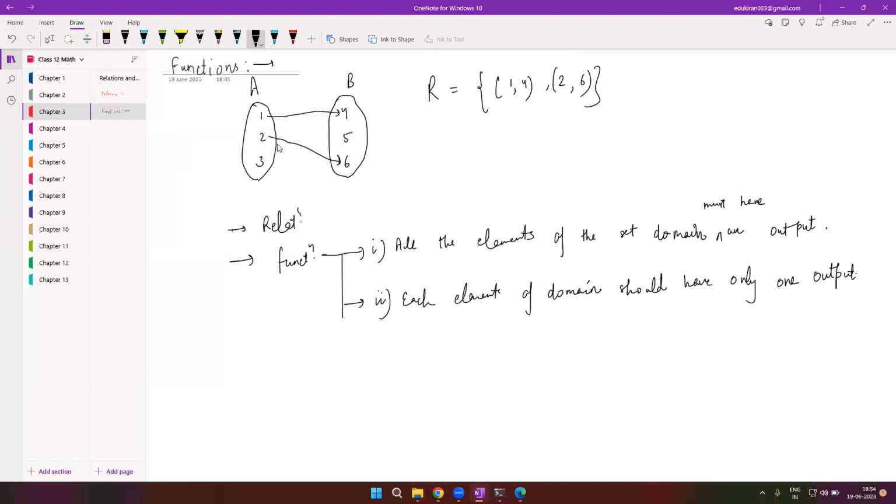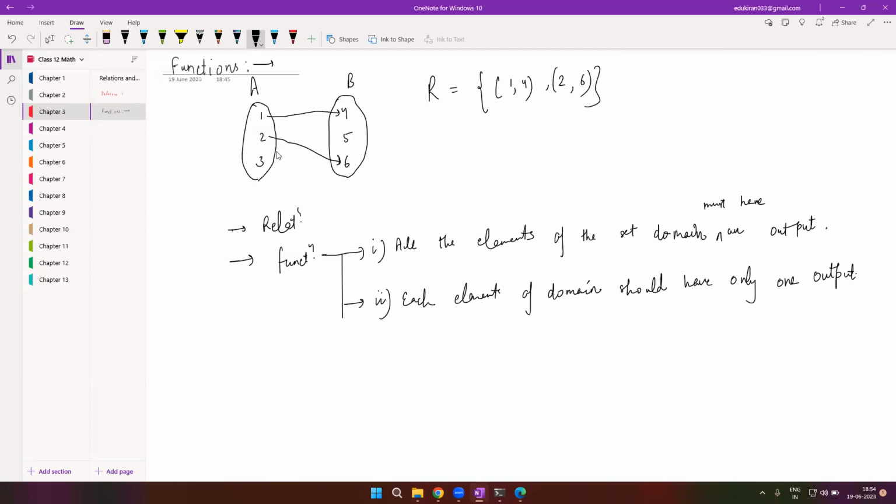This relation does not satisfy the conditions of a function because there is one element in the input set which has no output. This condition should not arise in case of a function. So we can call this a relation, but not a function.